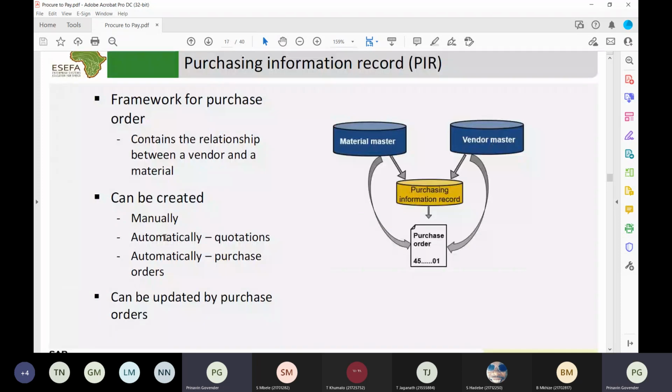Purchasing Information Record, or PIR, is a framework for the purchase order. If I want to buy something, I need to give a purchase order or an intent to buy. What's the quantity? What's the price? What's the value added tax on that? What are the terms of the sale or whatever, right? This can be either created manually or automatically.